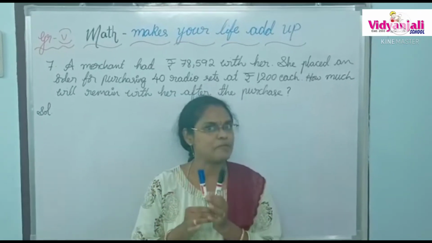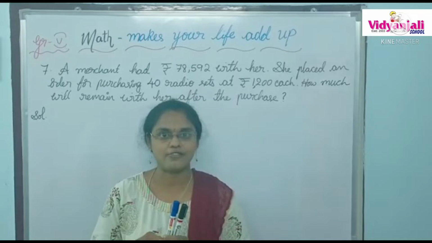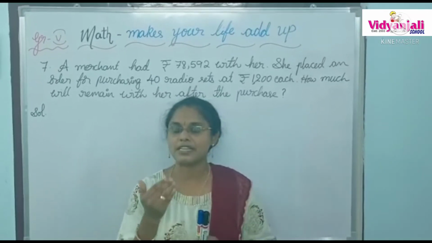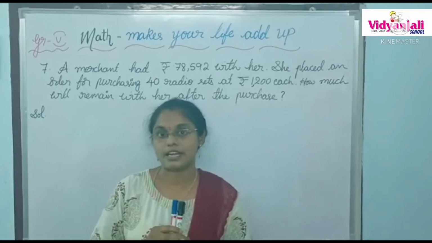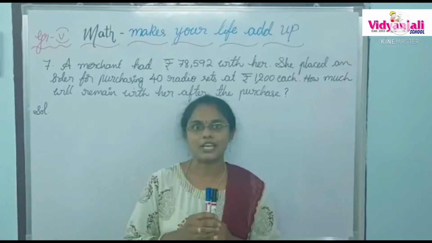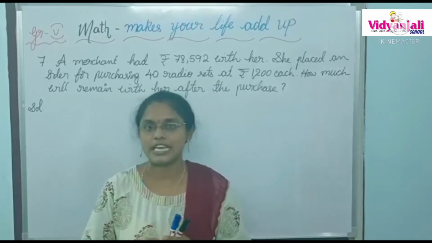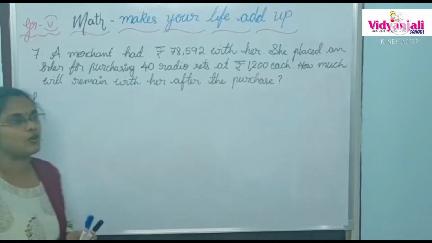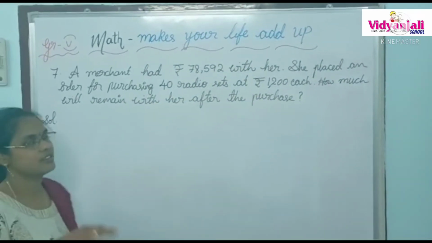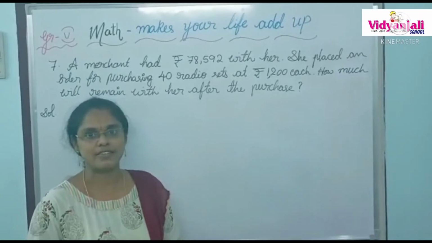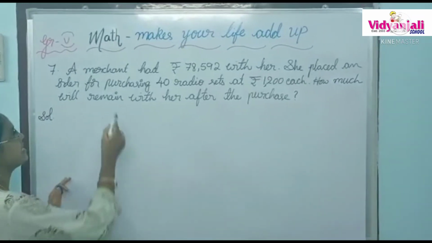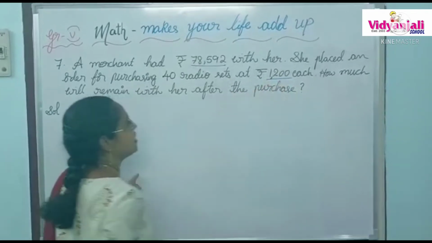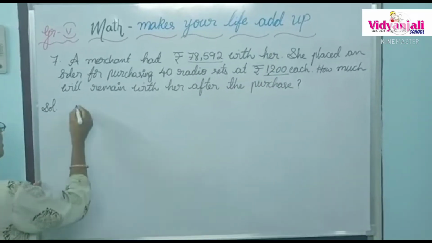After finding the cost of 3 pens, we have to subtract it from the total money you had. So 50 minus 30 gets 20. That means you have 20 rupees left with you after buying 3 pens. I hope you understood? Please connect this concept to this question. Now let's write the given statements. The given information is the amount the merchant had and the cost of one radio set. So let us update the given data.